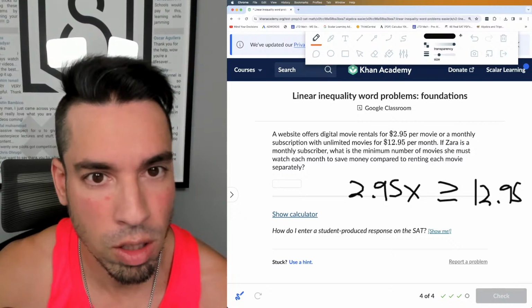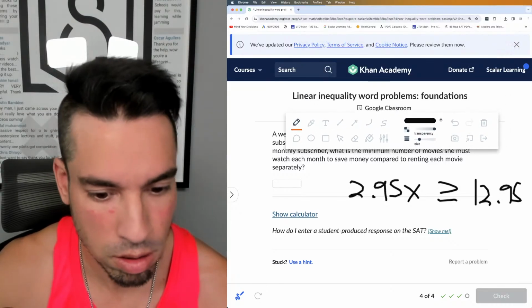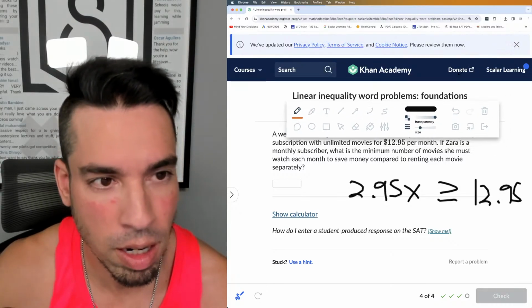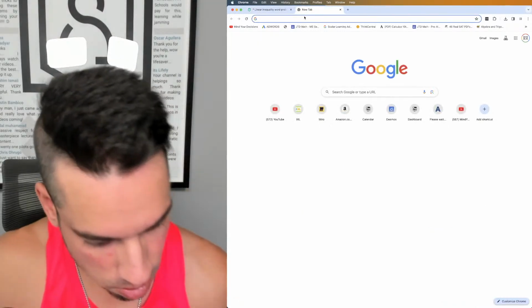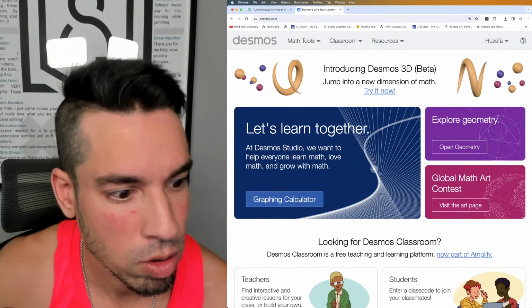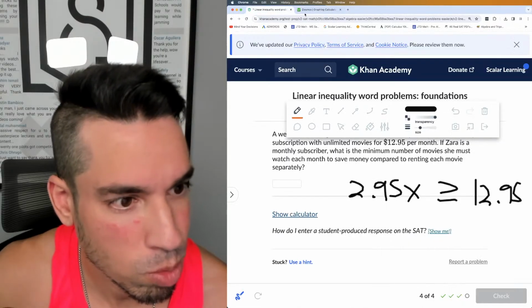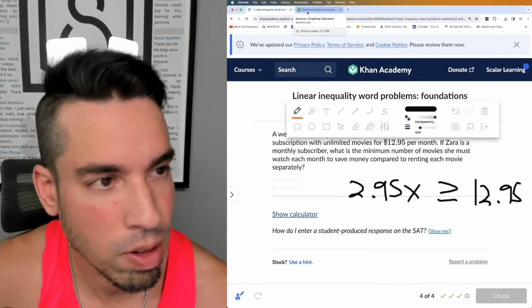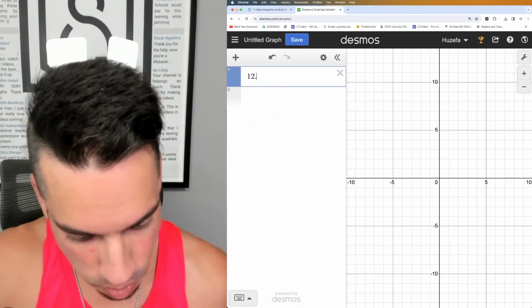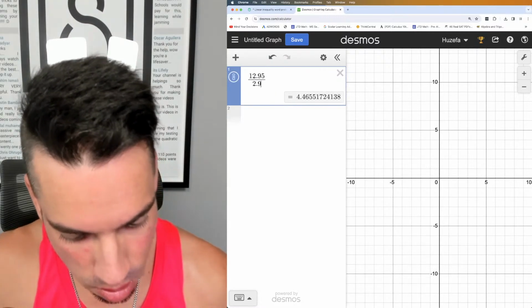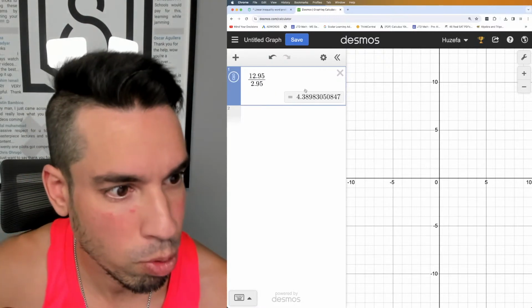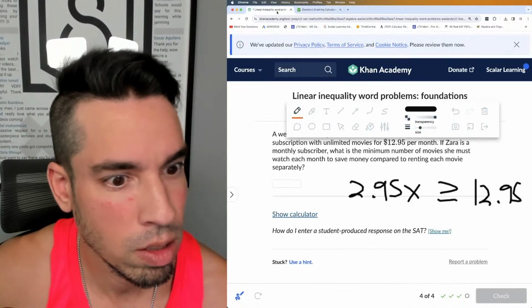Let's see, is there a calculator? I think I see one here. All right, I'll just do it by hand. I mean, you know what? Let's go to Desmos. How about this? Desmos, because you're going to have Desmos on the real thing. So what is it? 1295 divided by 295. And we get 4.38. I'll just say 4.39 roughly.